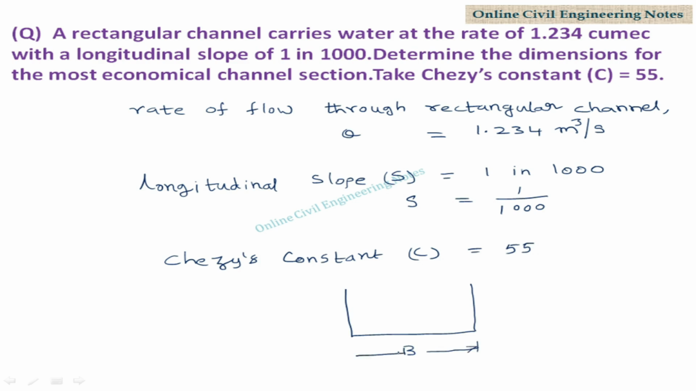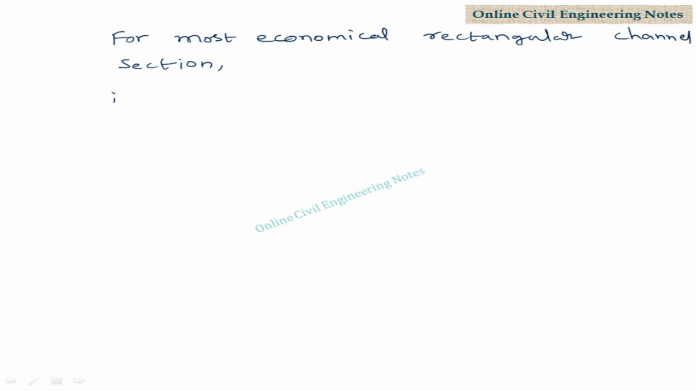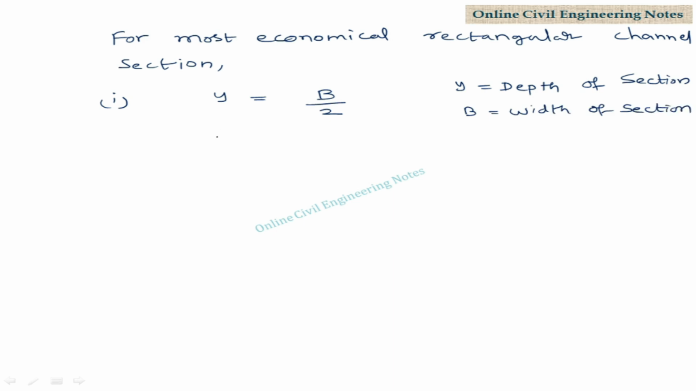This is the rectangular channel cross section. This is the bed width of the rectangular channel. This vertical depth is the depth of the channel section. For the most economical rectangular channel section, apply the two conditions. First one is y is equal to b by 2, where y is the depth of the section, b is the width of the section. Therefore b is equal to 2 into y.